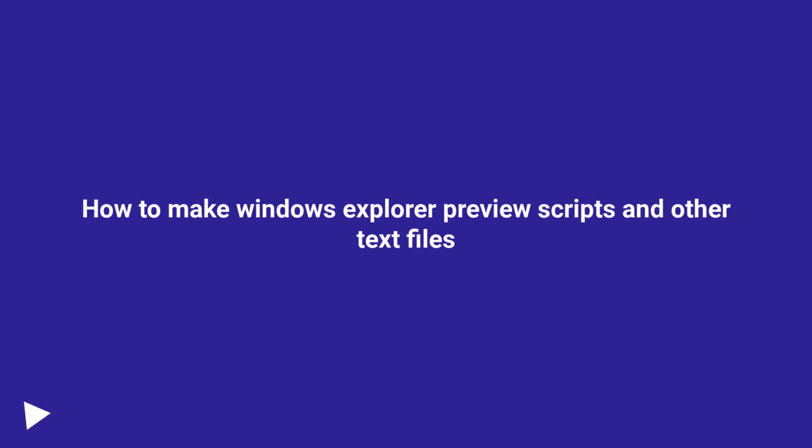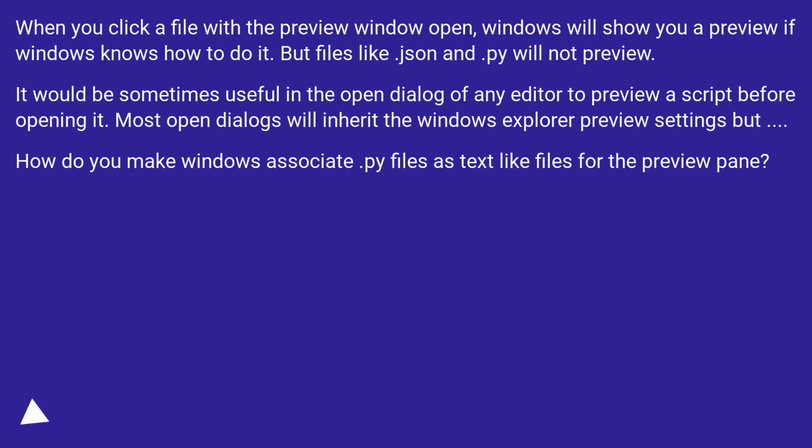How to make Windows Explorer preview scripts and other text files. When you click a file with the preview window open, Windows will show you a preview if Windows knows how to do it. But files like .json and .py will not preview. It would sometimes be useful, in the open dialog of any editor, to preview a script before opening it.